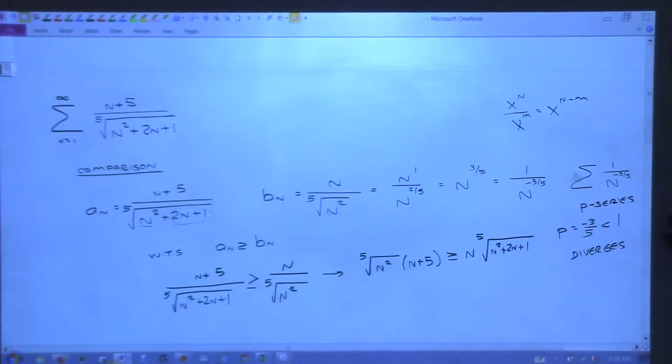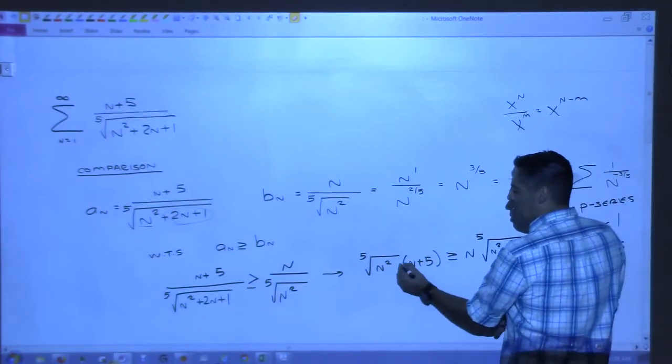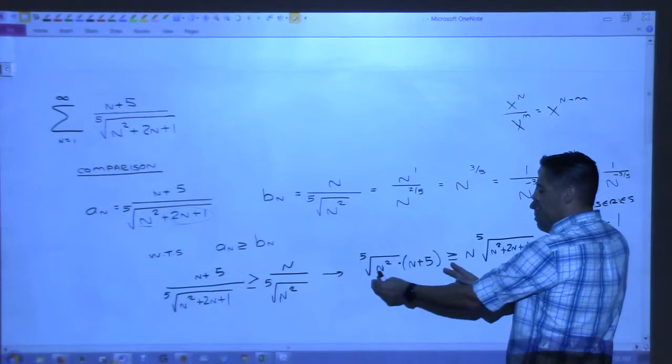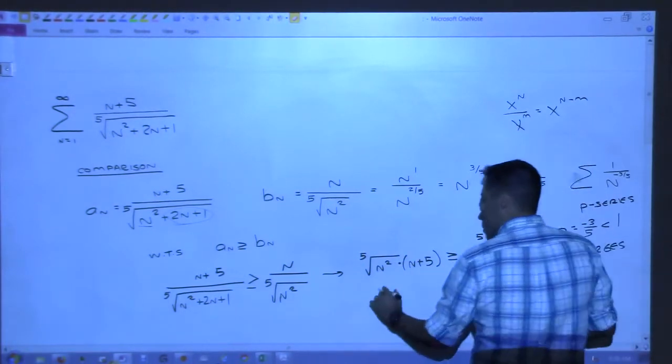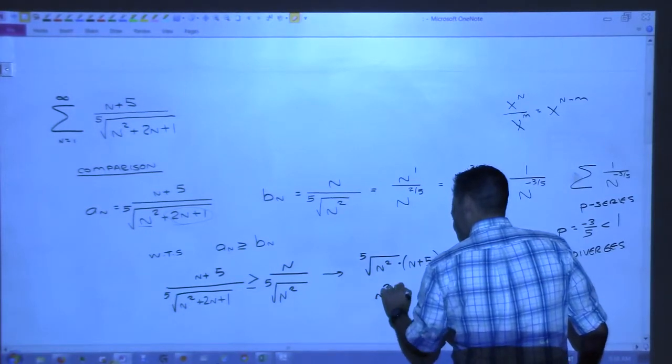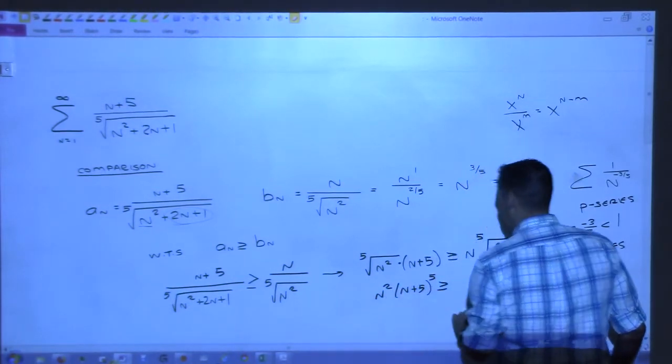Any ideas here? You could raise both sides to the fifth power. That's fine. Y'all want to do that? Okay. If I raise that, so this is multiplication, right? So if I raise this whole side to the fifth power, that goes to the fifth power, and that goes to the fifth power. Hold on. That's to the fifth power, greater than or equal to.